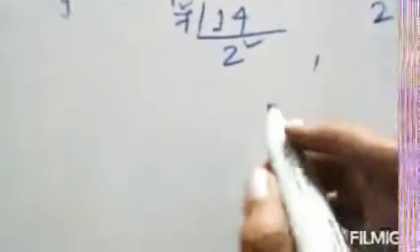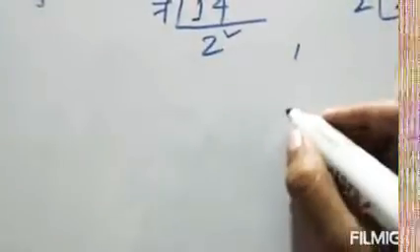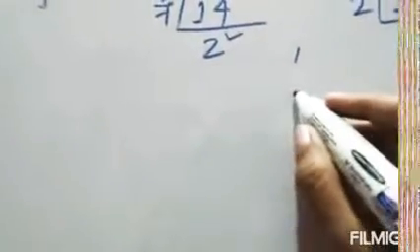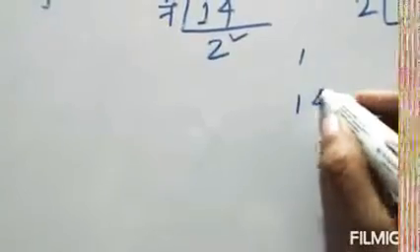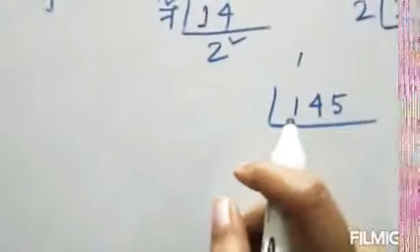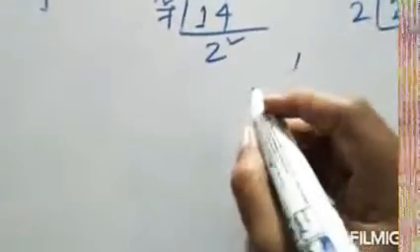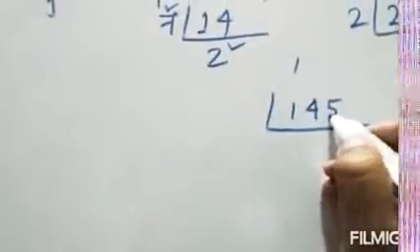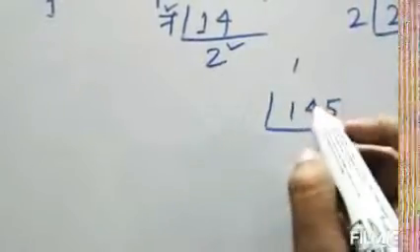Now I'll take one bigger number. Okay, like 145. Now let's see if this can be expressed as the product of its prime factors or not. As you see, 5 is there, so we'll start with 5.